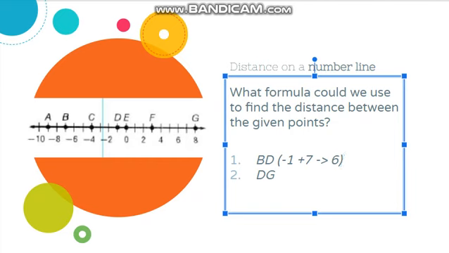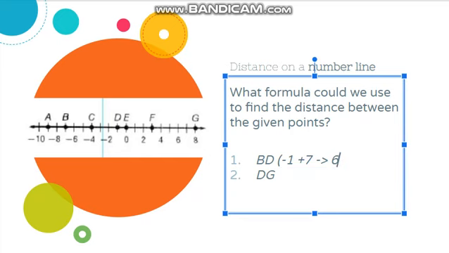Same thing with D and G. We could go 1, 2, 3, 4, 5, 6, 7, 8, 9, 10. Wait, 1, 2, 3, 1, 2, 3, 4, 5, 6, 7, 8, 9. Only 9. See, I'm bad at counting. All right. So we could count 9, or we could do 8 minus -1. G is at 8, D is still at -1, which becomes +1. And that gives us a distance of 9.